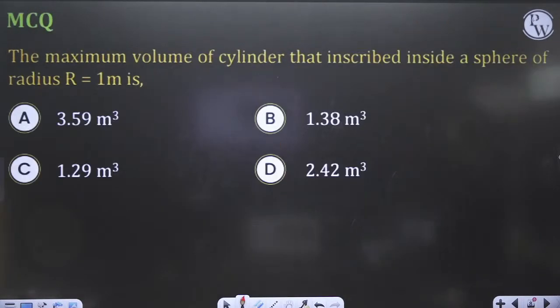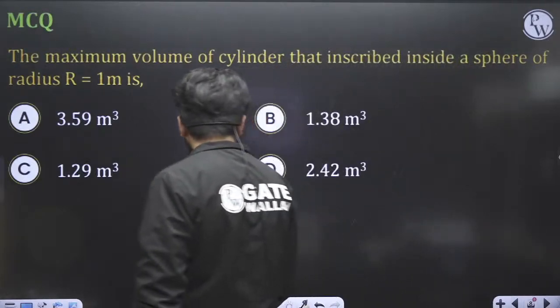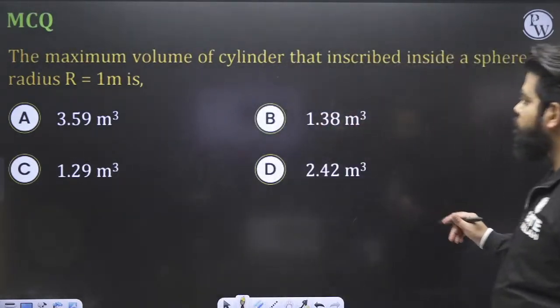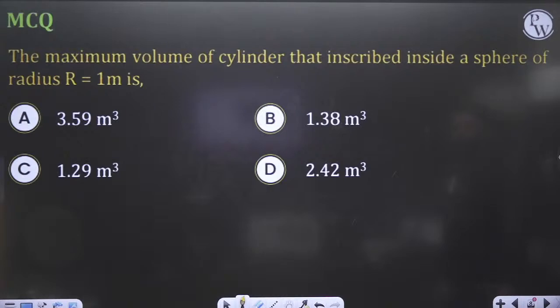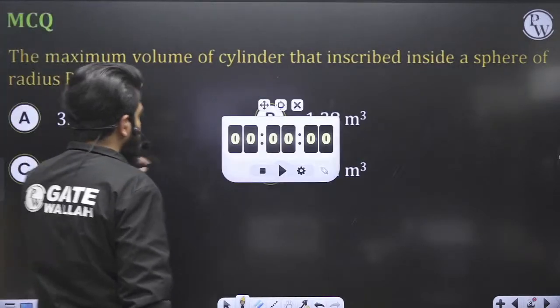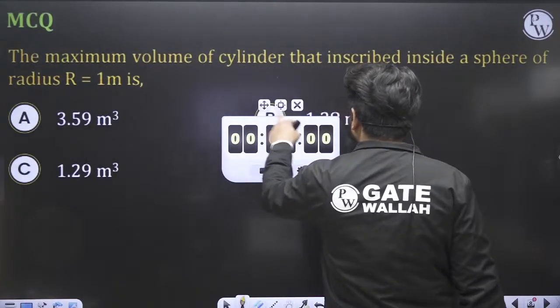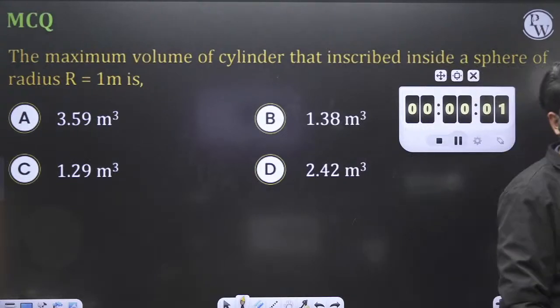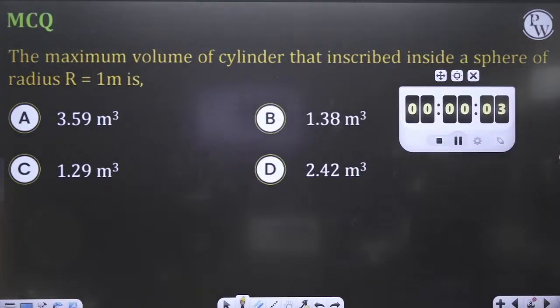Okay, perfect. So this is the next question that we are going to solve. In this question, they are asking you, what will be the maximum volume of the cylinder that is inscribed inside a sphere of radius 1 meter. Okay, now solve this question. So they are asking you to maximize the volume in this case. Maximum volume of the cylinder that is inscribed inside a sphere of radius 1 meter. Okay, I'll expect you to solve the question in less than 1 minute. Okay, less than 2 minutes.